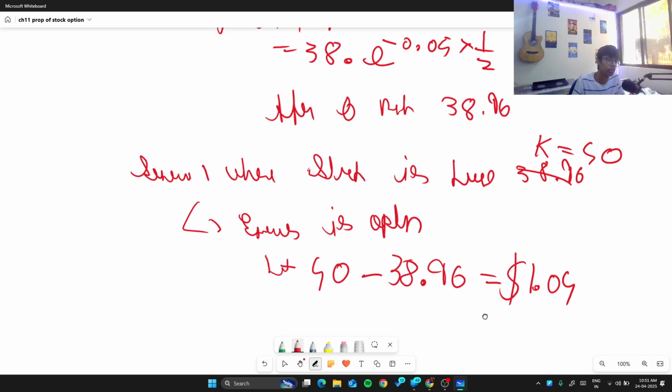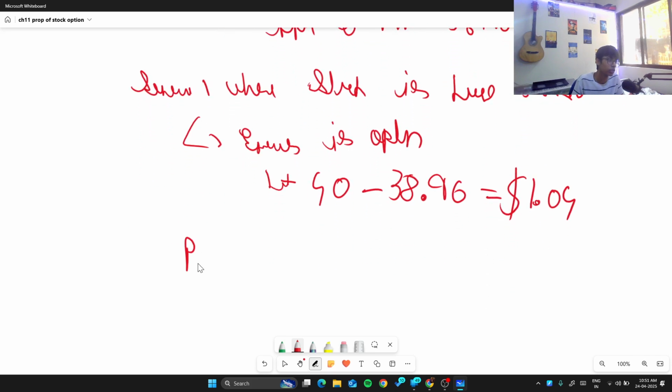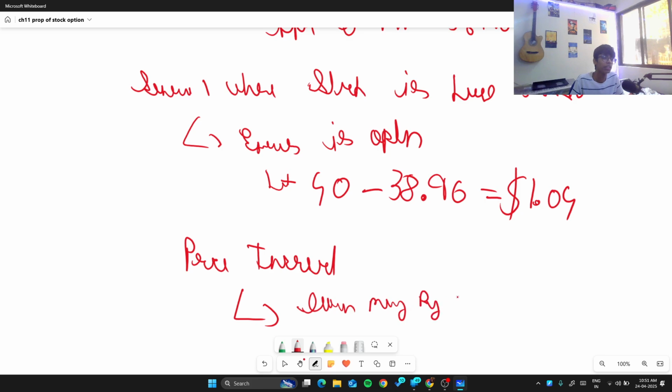And what if the price increases? If the price increases, the option value goes to 0, and he will simply earn money by selling the stock at the higher price.